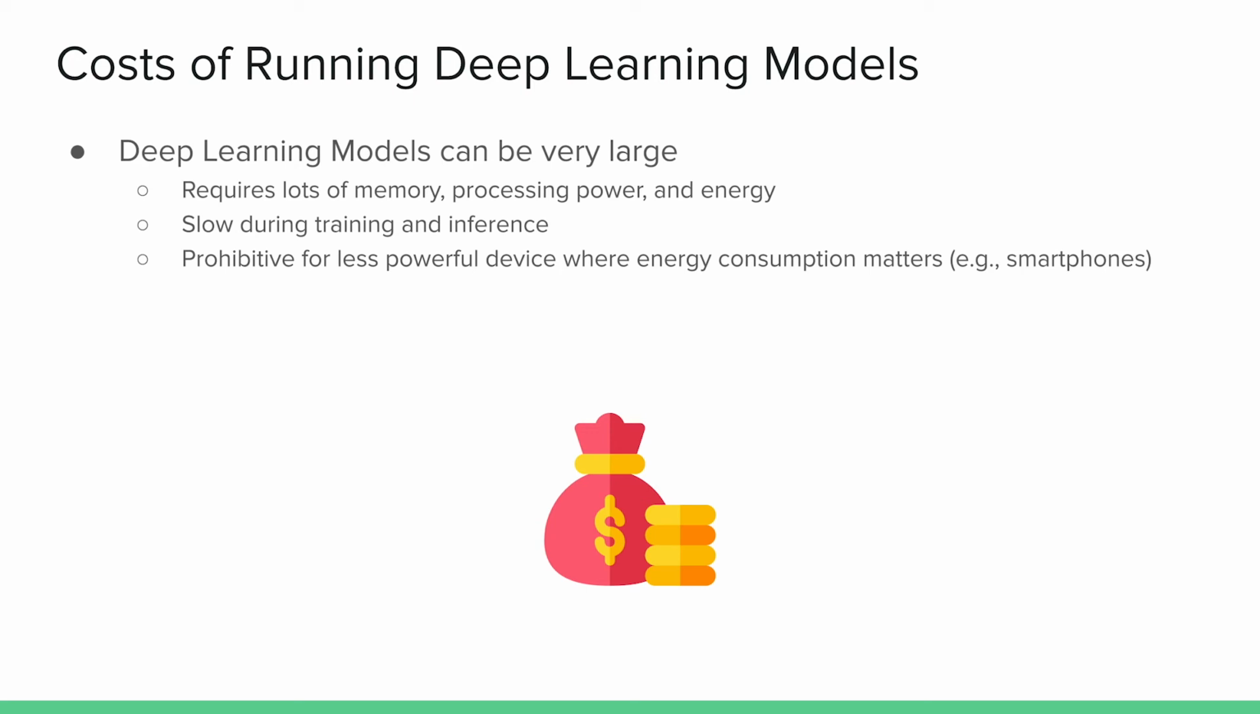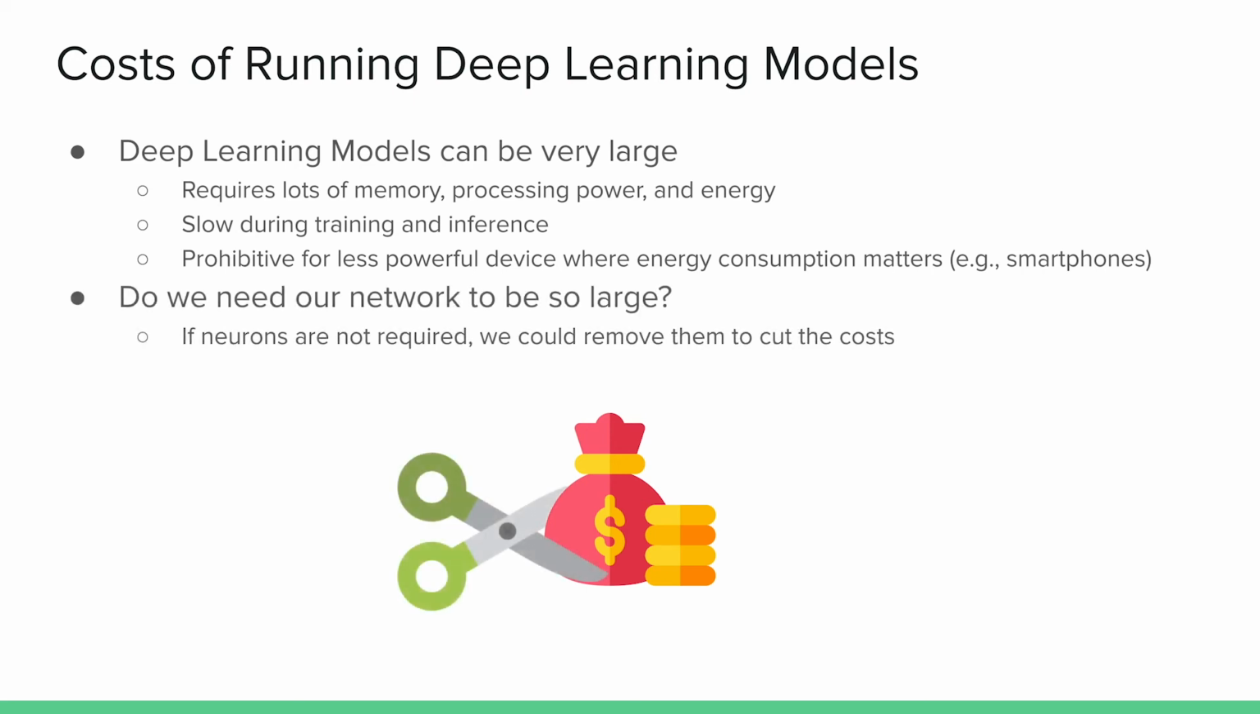So we have these large models that are slow to train and are also slow when we're running them, because the computer has to compute so many steps in our process. So if we want to run this on a less powerful device, like a smartphone, it becomes prohibitive. The question is, does the network have to be that large? And the answer is, if there are neurons in our network that are not contributing to our output, we can just remove them. And that is what pruning is all about.